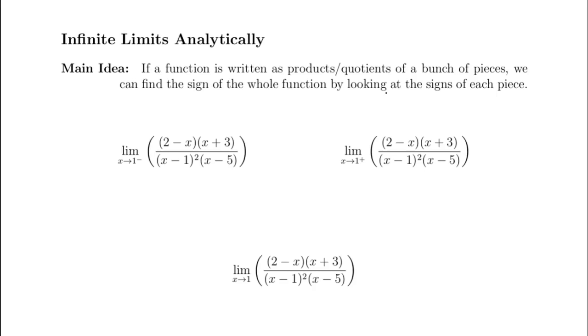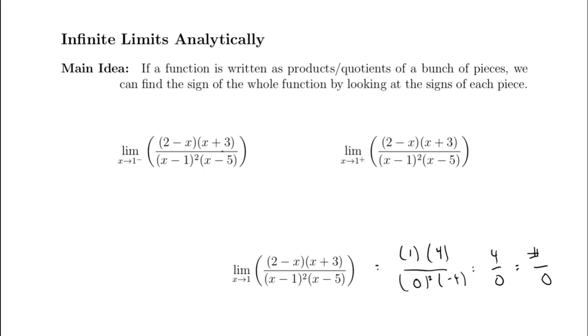So what we're first going to notice is whether this is going to be an infinite limit. Maybe I'll go to the two-sided version. If you put 1 into here, we get 2 minus 1, that's 1, times 1 plus 3, that's 4, over 1 minus 1 squared, that's 0 squared, times 1 minus 5, that's negative 4. I've got 4 over 0. I'm going to call that some number over 0. I know that this is an infinite limit. I know there's a vertical asymptote at this x value of 1, and so we can start analyzing this. I know that my left and right-sided limits have to either be positive infinity or negative infinity.